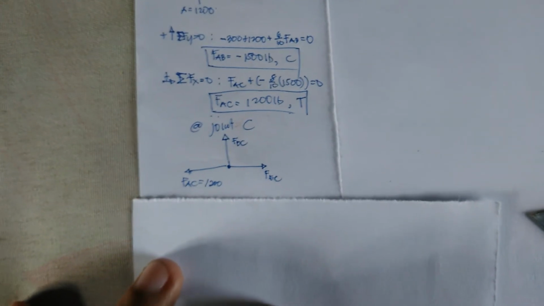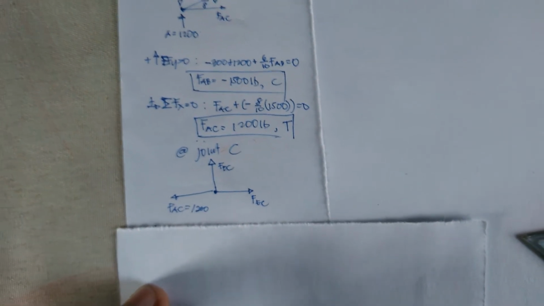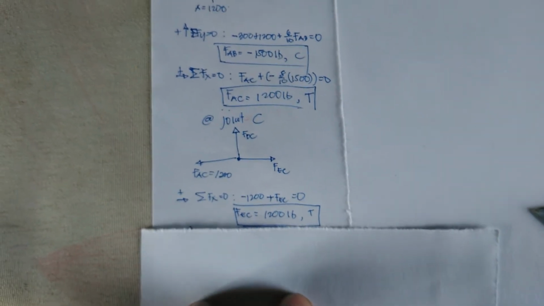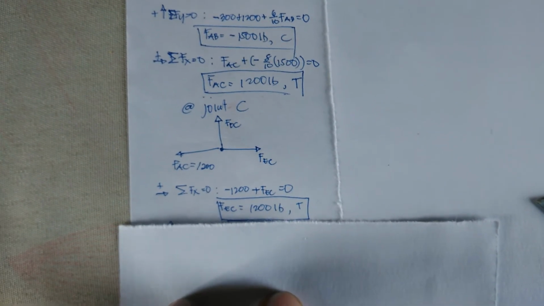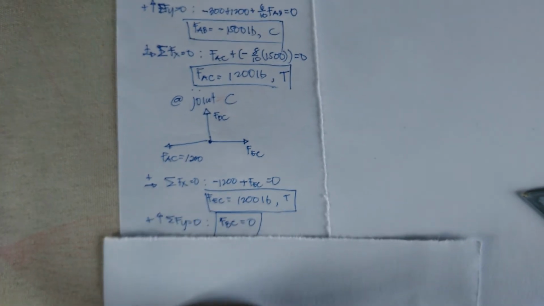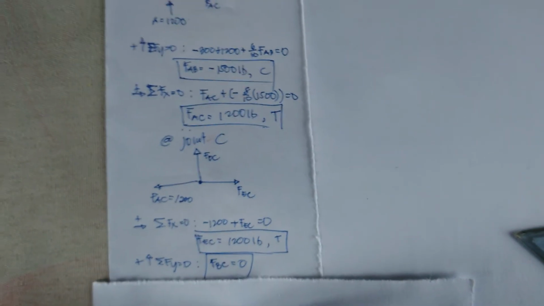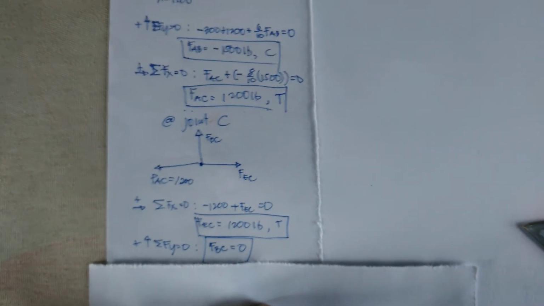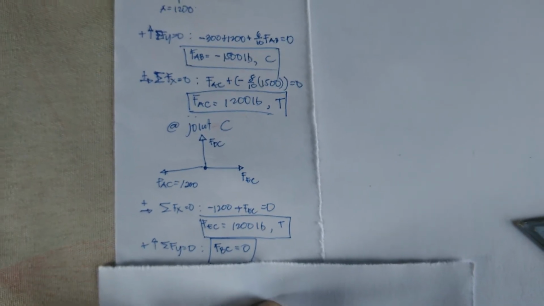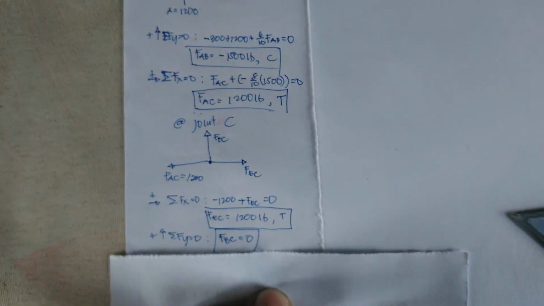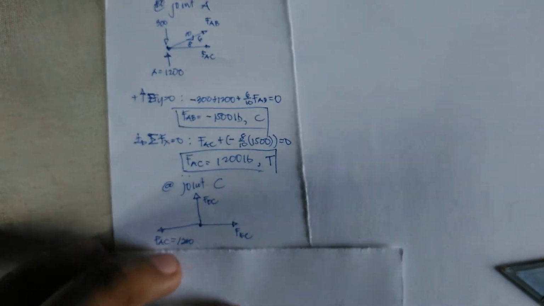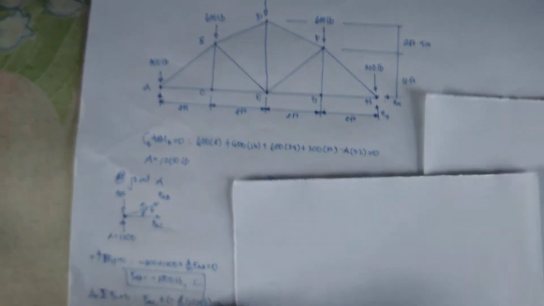Since we have already solved for FAC, same process. This is how it works. FEC is equal to 1,200 pounds tension, and sum of Fy, FBC is equal to 0, since there are no other acting forces along the y axis. So that's on joint C. We'll be moving to joint B.